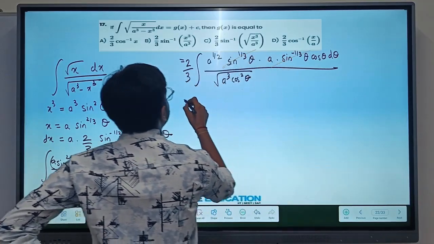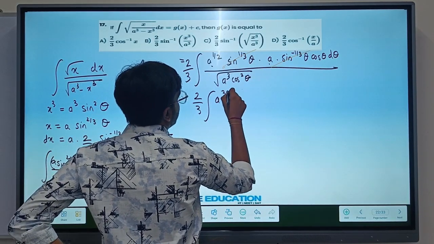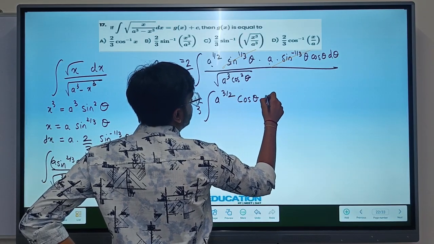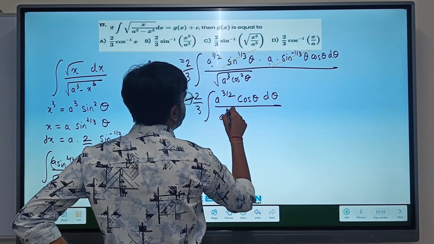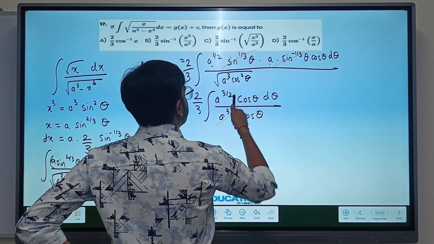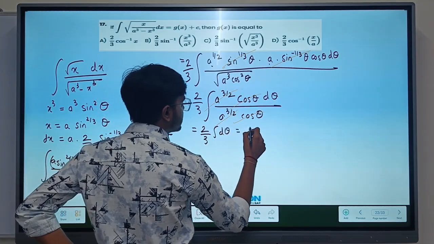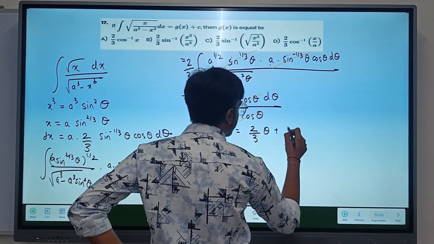1 by 3 minus 1 by 3 cancel. 2 by 3 integration a power 1 by 2 into a power 3 by 2 cos theta d theta divided by a power 3 by 2 cos theta. Cos theta, a power 3 by 2 cancel. So this will be 2 by 3 integration d theta, that is 2 by 3 theta plus c.